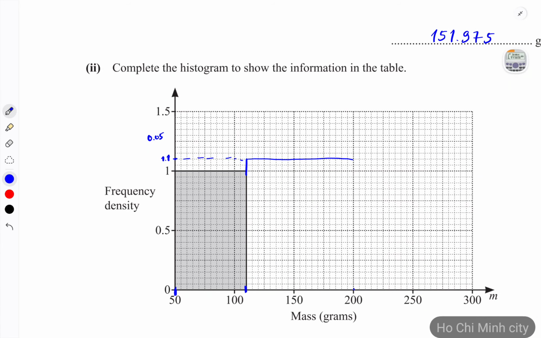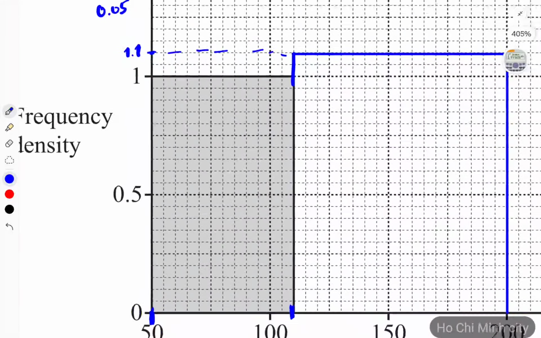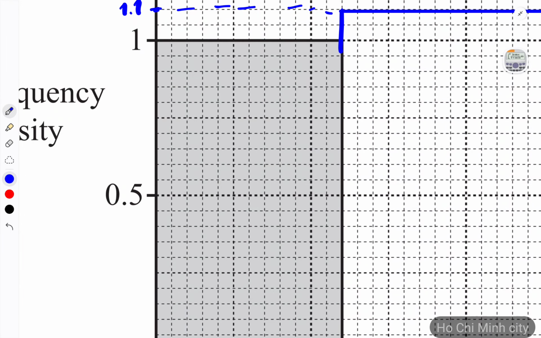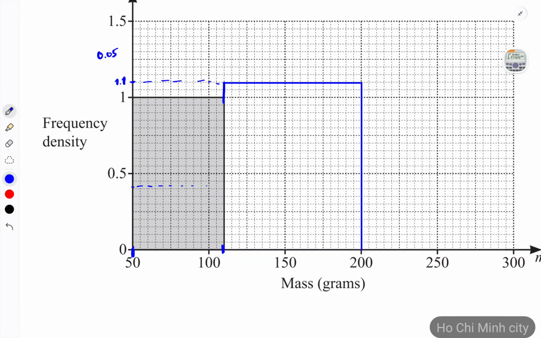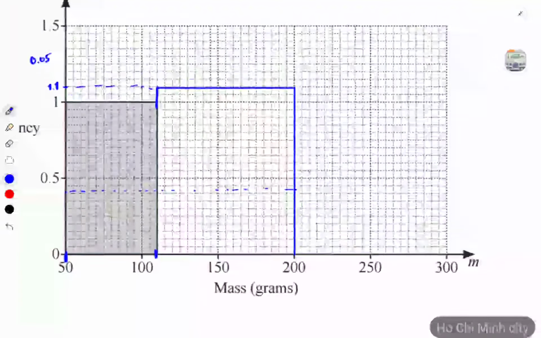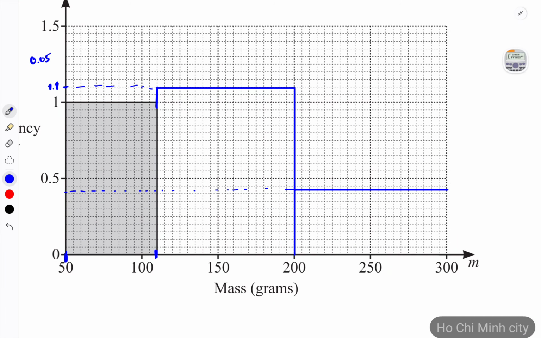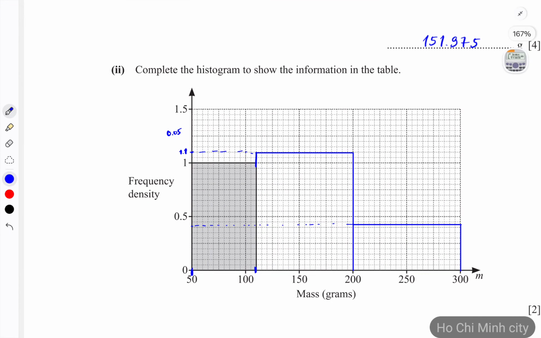To 200. All right. And the next one is 0.41. 0, that is 0.4. And that is 0.41. All right, so from this point, this, and from 200 to 300 interval. All right, so now we have already finished completing the histogram.